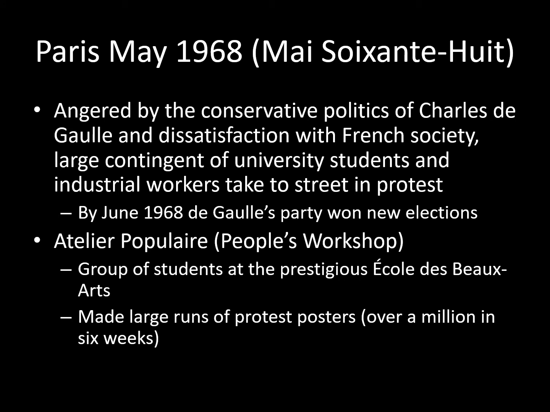Only a month after Dr. King was assassinated, in Paris, there's a huge student protest led by university students and also industrial workers. So angered by the conservative politics of Charles de Gaulle and dissatisfied with French society in general, university students and industrial workers take to the streets, and it completely disrupts French life for the month of May in 1968. By June of that year, however, the Conservative Party of de Gaulle won new elections.